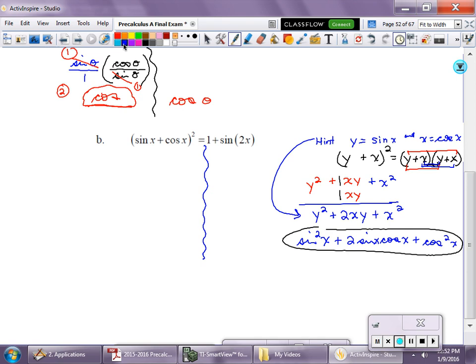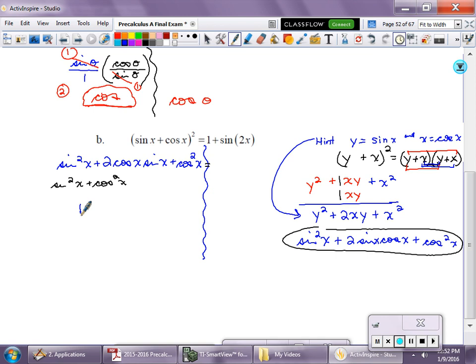So writing that nice and neatly, sine squared x plus 2 cosine x, doesn't matter, commutative property, sine x plus cosine squared x. Okay, this is where you revisit and look at your identities. Anytime you see squared, you go to your Pythagorean identity, and this is the basic Pythagorean identity: sine squared x plus cosine squared x is equal to 1.